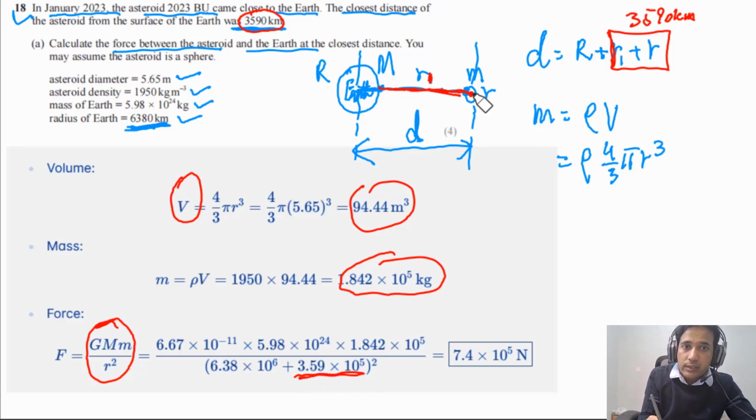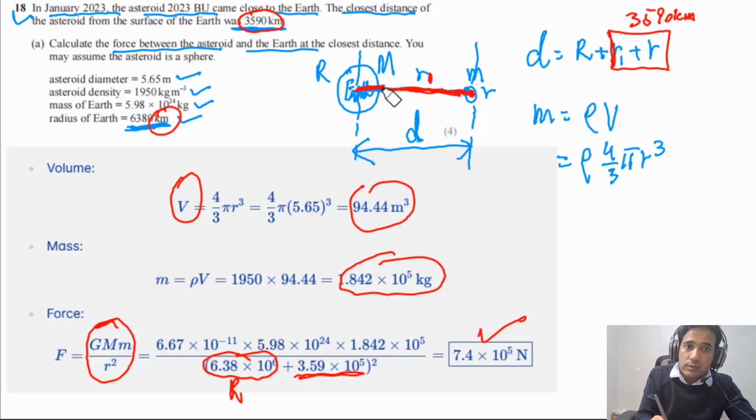Let me explain again. The distance of closest approach we are taking from the center of the asteroid to the surface. So this distance is given. So is this one, and this one is the radius of Earth. So we have to take this r as well. So this one is r. This is given in kilometers, so we have to convert it to meters. So this is the final answer.